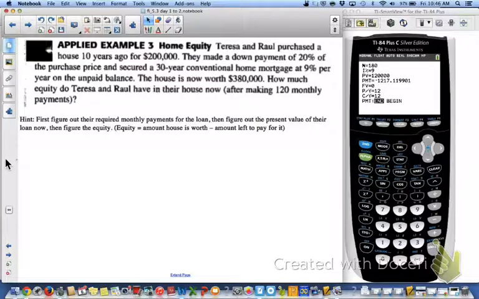Alright, so you can pause this right now and read the problem, or read it on your paper, and then restart it once you've read the whole problem and you think you're ready to go. I'm going to jump right into it.